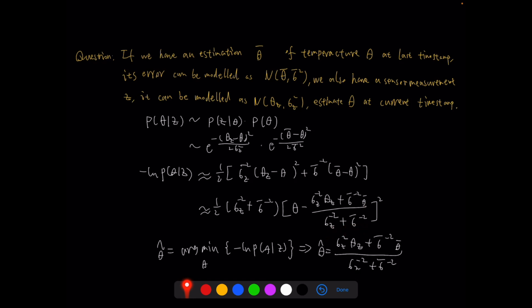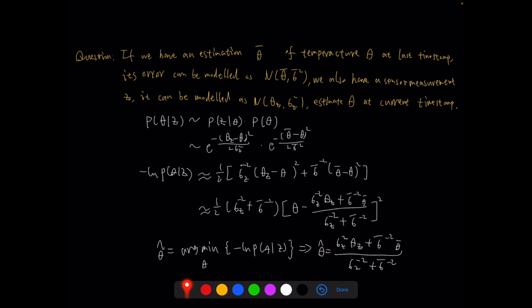So calculating the minimum of the minus log is very easy in this part, right? The first part is a constant. It's not related to theta. And the second part is a quadratic. It's also greater than or equal to 0. So the minimum is equal to 0, which happens when theta is equal to the second part. So naturally here we obtain our best estimate of theta, equal to the second part here.